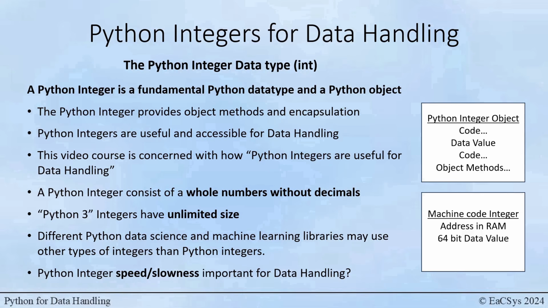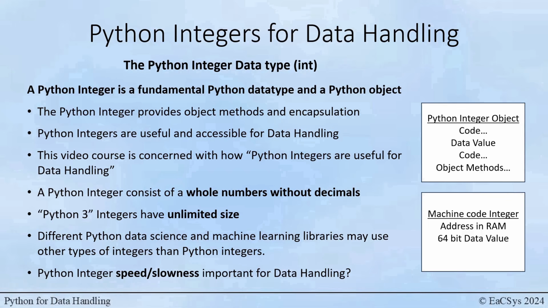Integers are a fundamental data type in Python, and a Python integer is defined as a native Python object. When we say that the Python integer is a native Python object, we implicitly compare it against the machine code integer, which conceptually most often is an address to a position in your random access memory that holds a value, most often nowadays of the 64-bit data type.